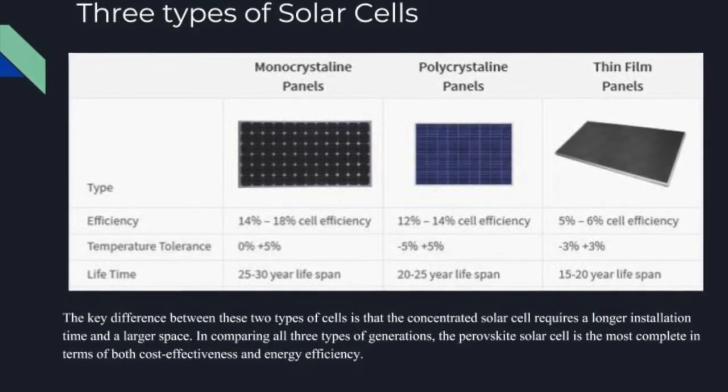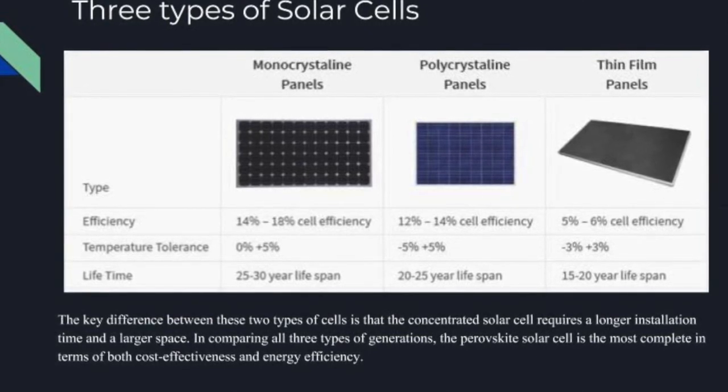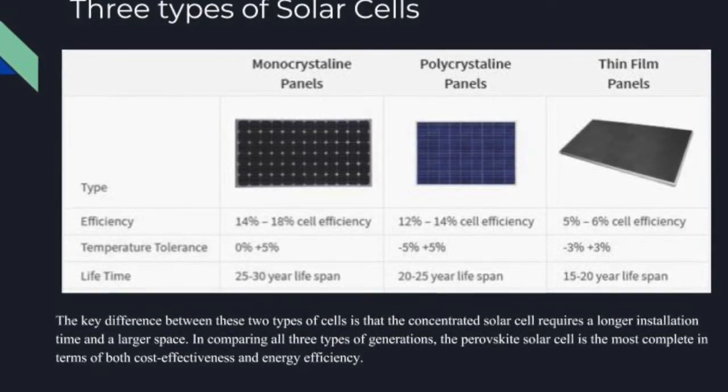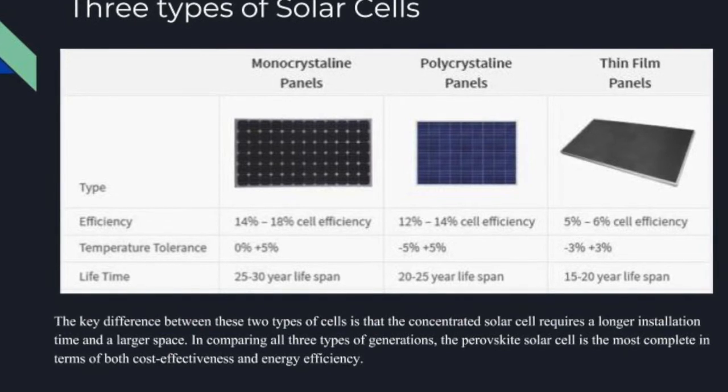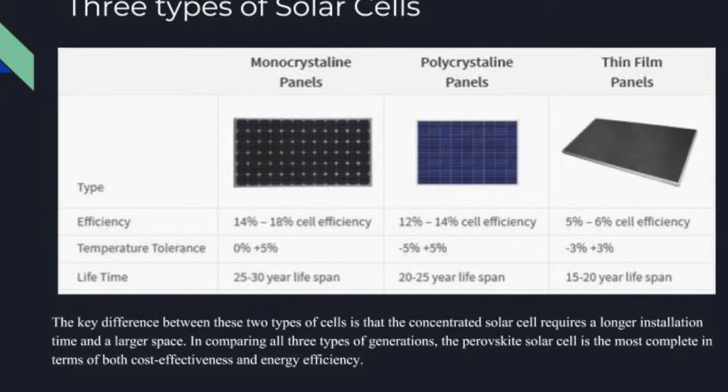In comparing the three panels shown in the diagram, monocrystalline, polycrystalline, and thin film panels, these types of generations, the perovskite solar cell is the most complete in terms of both cost effectiveness and energy efficiency.